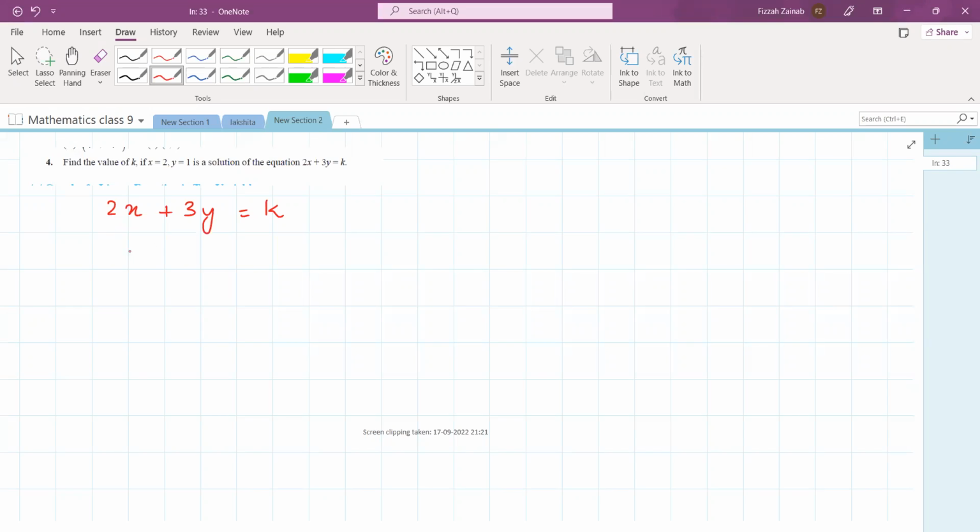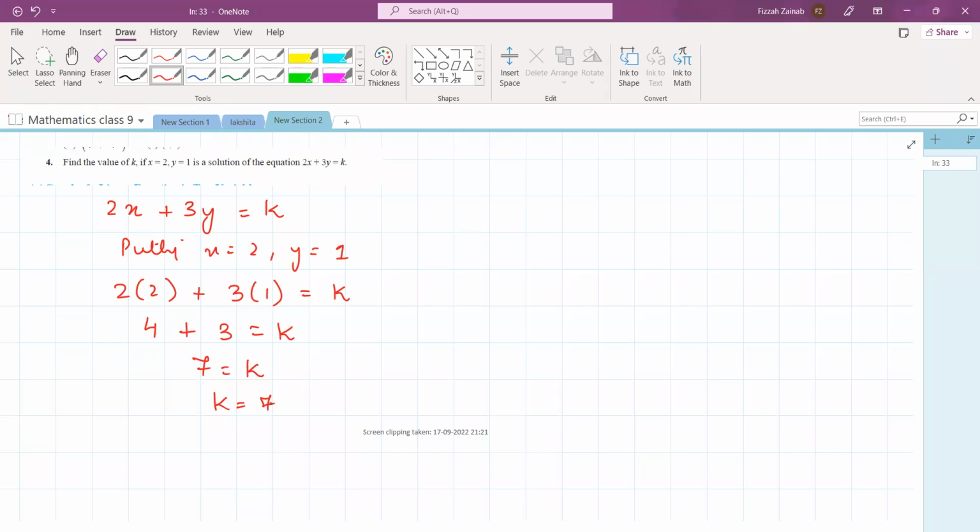So you can say, putting x is equal to 2 and y is equal to 1, what do I get? So 2 into 2 plus 3 into 1 is equal to k. Now, because it is already a solution, that means left-hand side is already equal to RHS, right? So we are not checking, it is equal. So 2 into 2, 4, plus 3 is equal to k, and 7 is equal to k, or you can say k is equal to 7. So this way you can get the value of k.